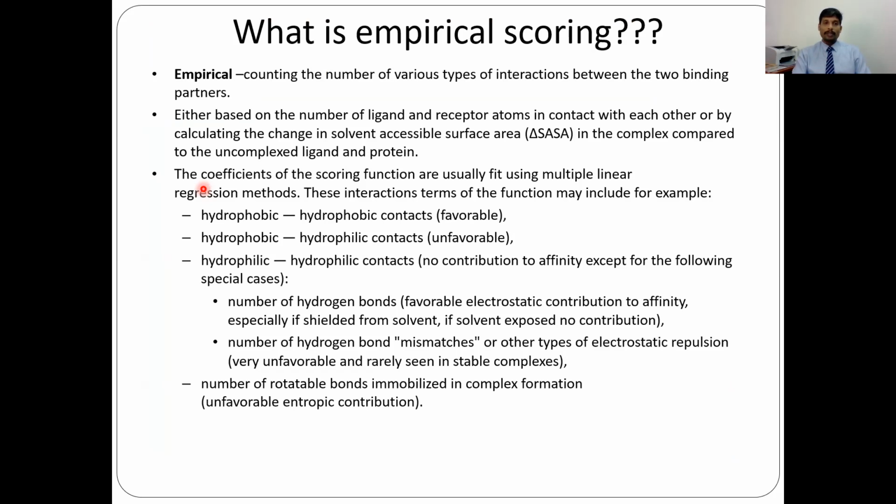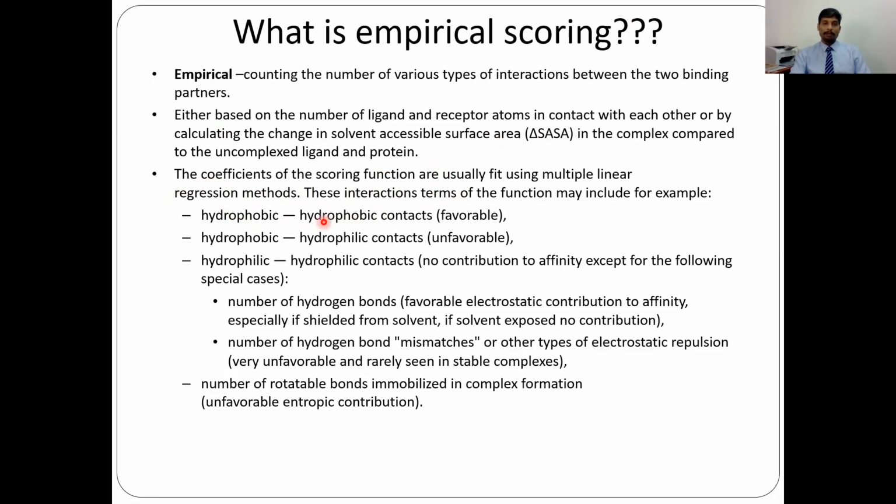The empirical one is actually counting the number of various types of interaction between the two binding partners, either based on the number of ligand and receptor atoms in contact with each other, or by calculating the change in the solvent accessible surface area in the complex compared to the uncomplexed ligand and protein. Solvation area means the water-exposed surface area of the protein and the ligand. What are the changes that occurred? This delta is the change. The coefficients of the scoring functions are usually fit using multiple linear regression methods.